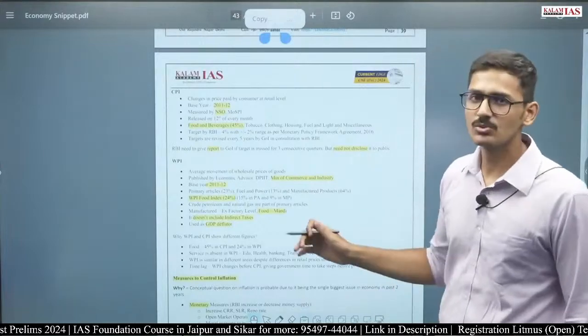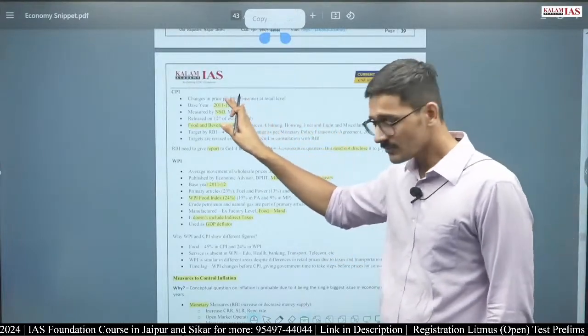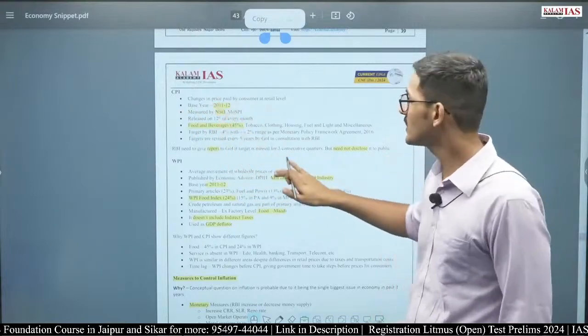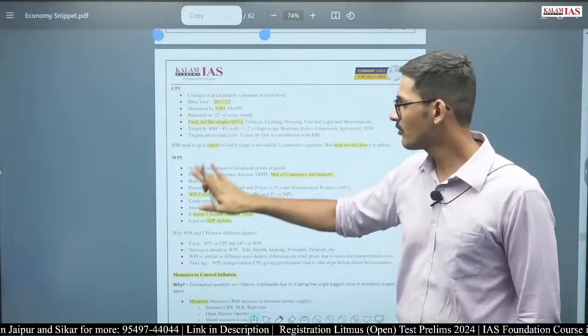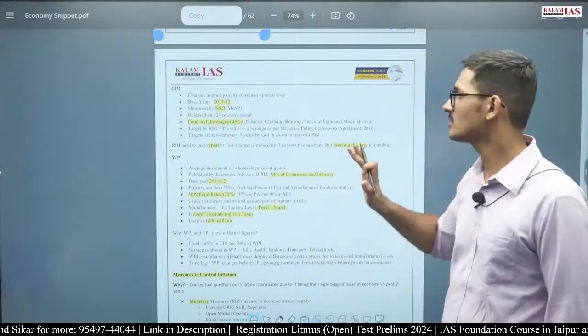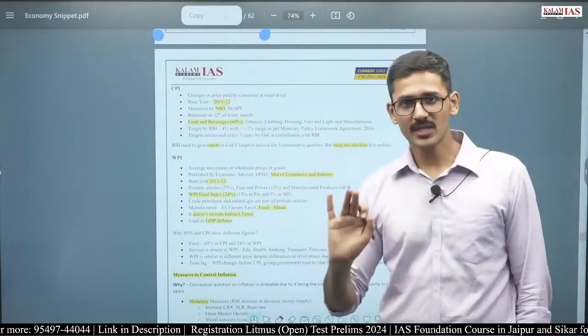Consumer price index, there are 2-3 things that you have to know. These are the prices that are paid by the consumer at retail level. The base year is 2011-12. The base year is the same for consumer price index as well as wholesale price index, WPI: 2011-12.